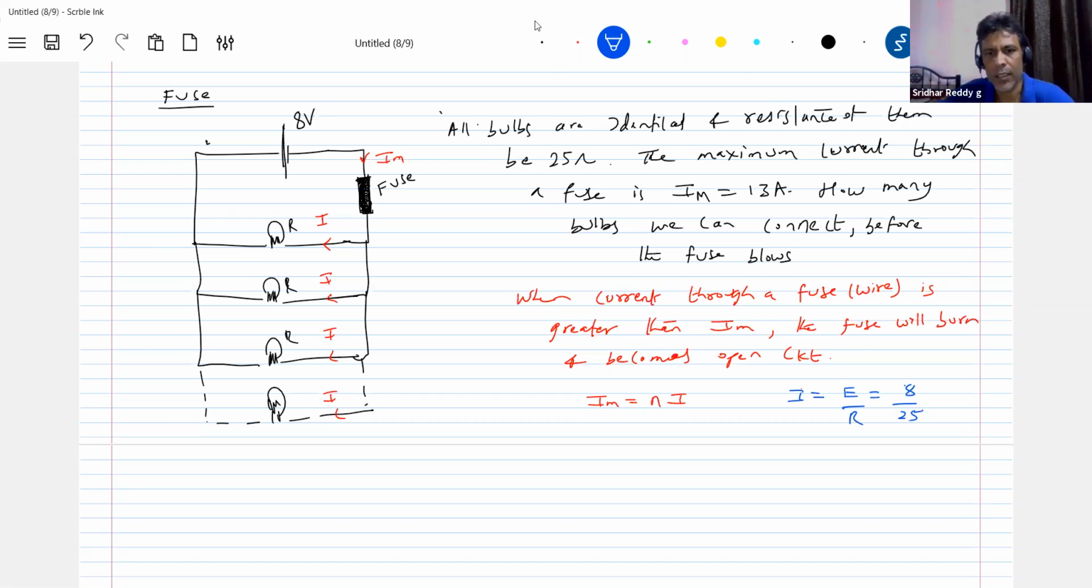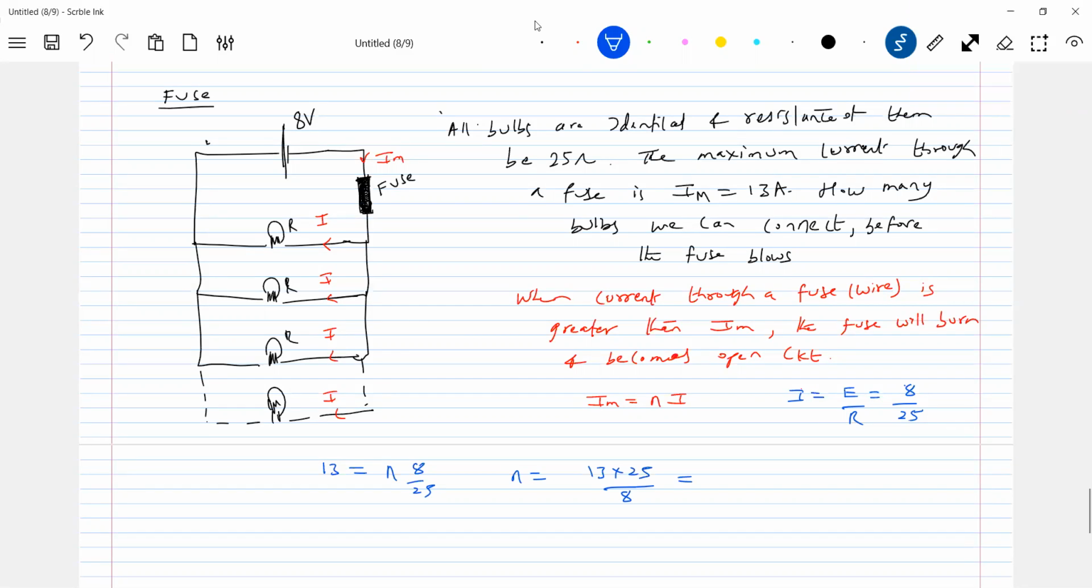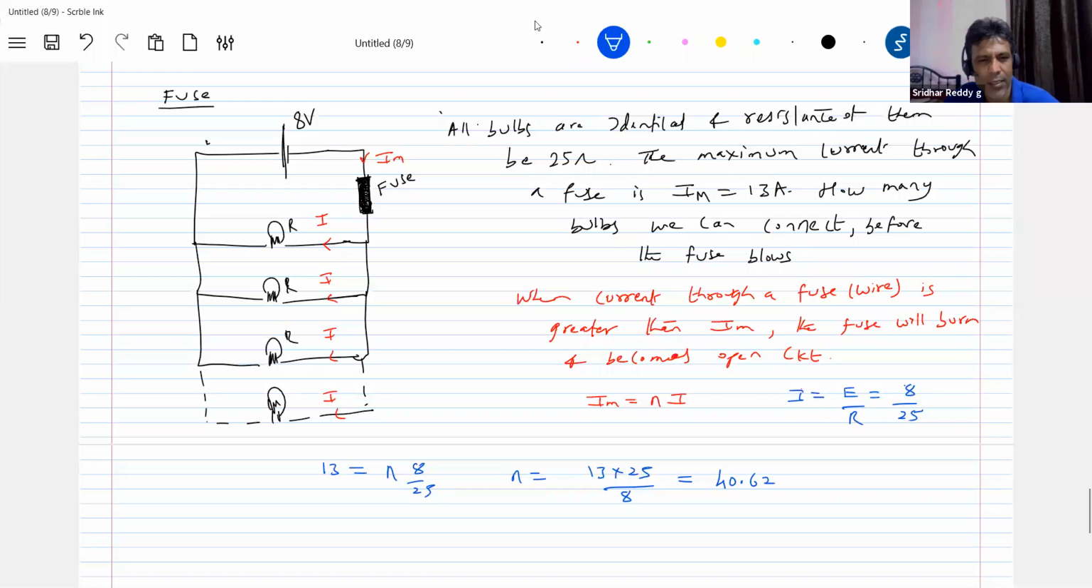R is 25. So IM is given as 13, N is 8 by 25. So N equals 13 into 25 by 8. Anybody, the value? 40.625. So what shall I put in? 40 only. The 0.625 bulb will not come. And if you put 41, the fuse will burn out. So 40 is safe. Like that, we can connect 40 bulbs safely.